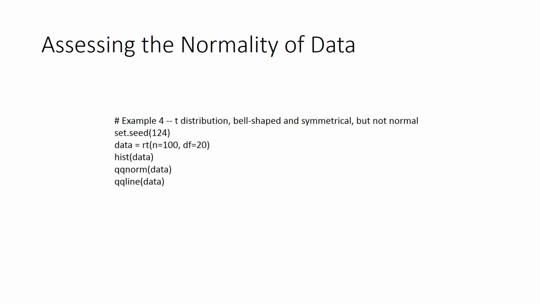The fourth example uses a random sample from a t-distribution. The t-distribution is bell-shaped and symmetrical, but it's controlled by its degrees of freedom. With a small number of degrees of freedom, the dispersion is larger, it's more spread out than the normal distribution. When the degrees of freedom increase, the t-distribution converges with the normal distribution. In this case, we've got 20 degrees of freedom. Here, the t-distribution is not quite normally distributed, but it's pretty close.